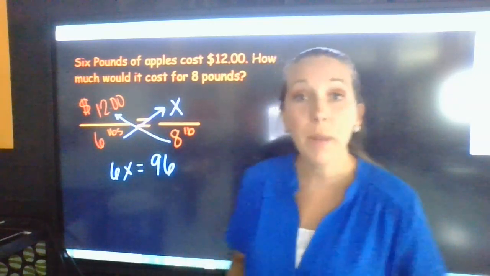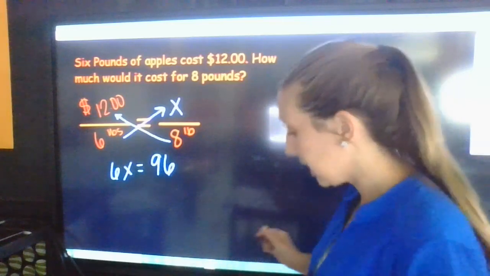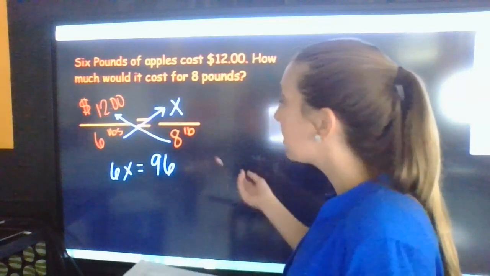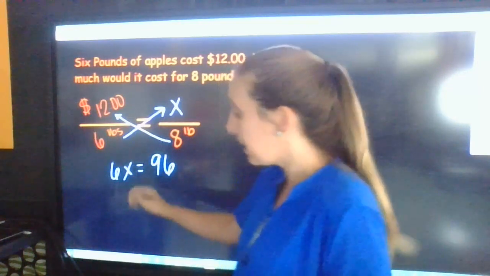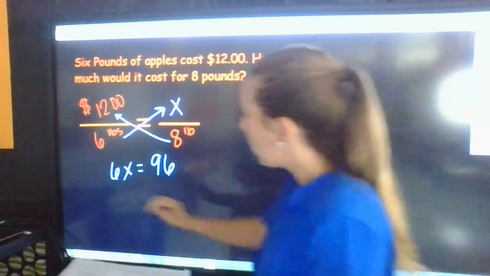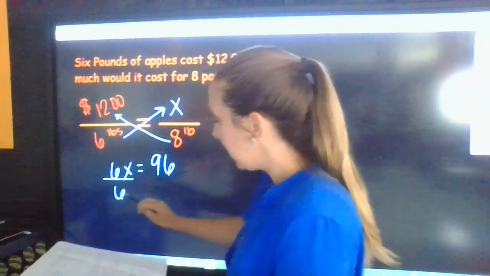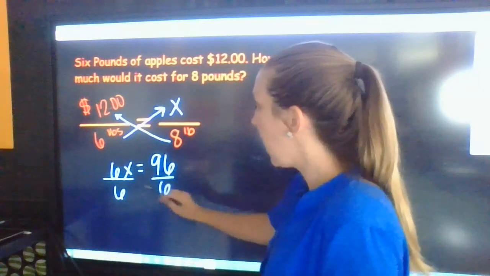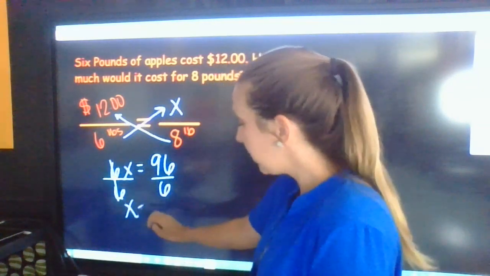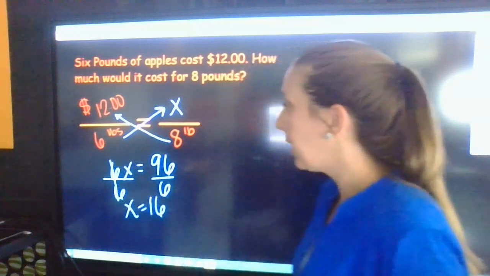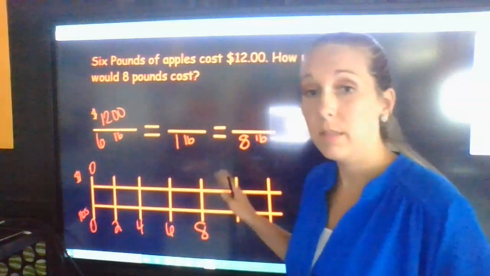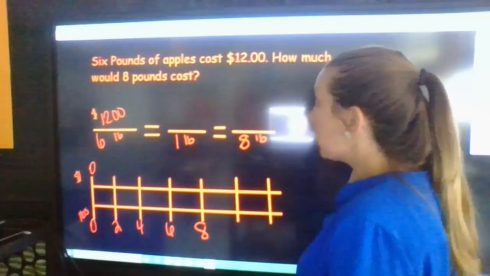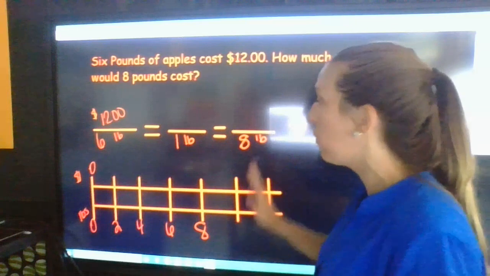Now, if you remember, 6X is the same thing as 6 times X. So we're trying to use inverse operations here to isolate that variable. So we're going to divide by 6 on both sides. And so X is going to equal 16 here. So we can plug that in. So same idea, different type of situation, or same situation, different type of way to do this.